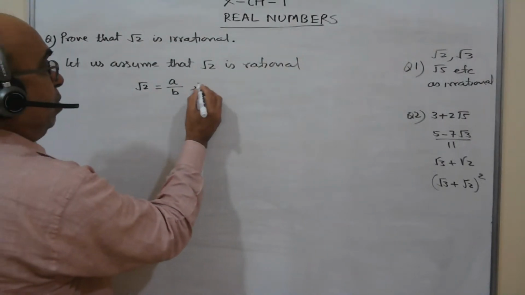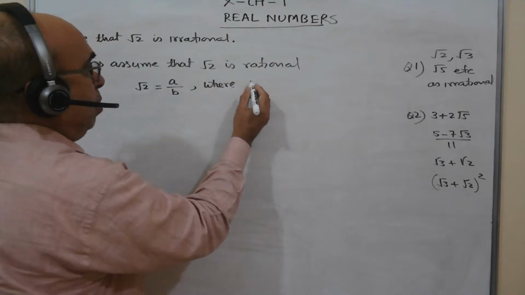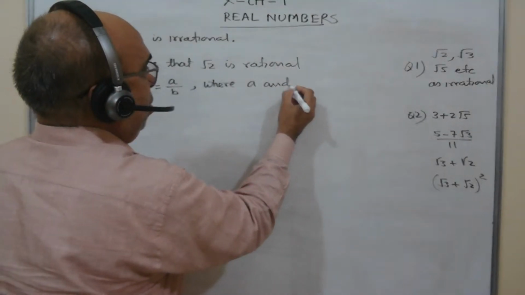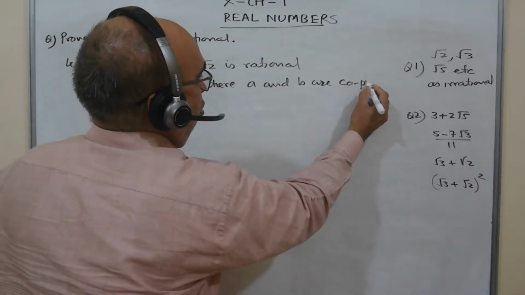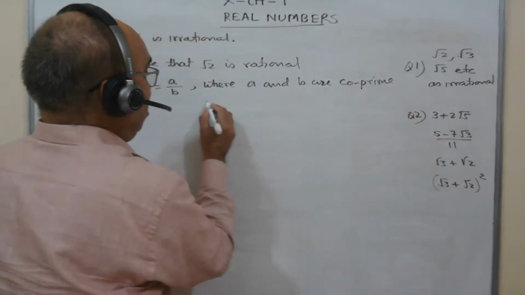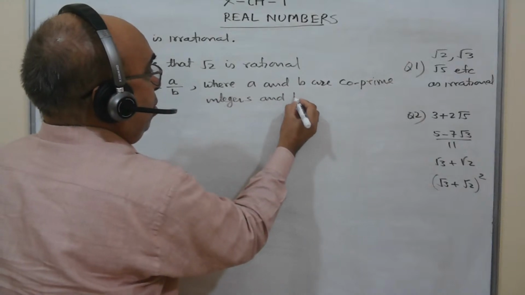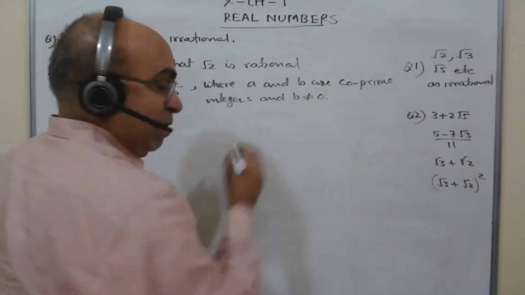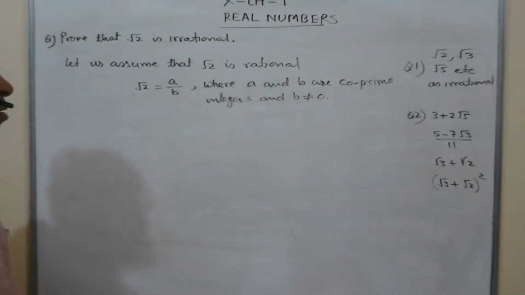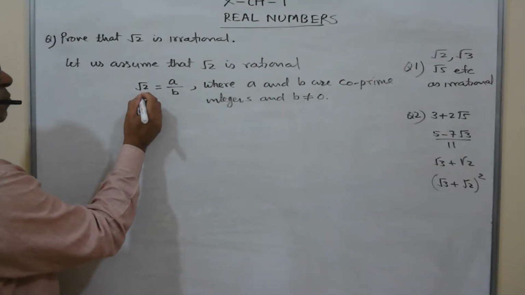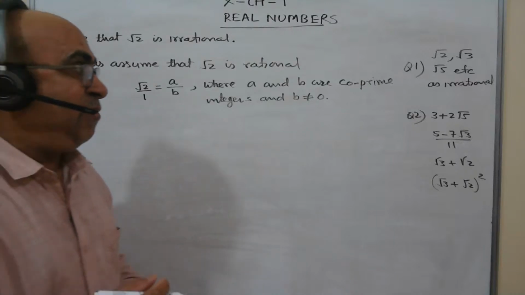After that, write where a and b are co-prime integers and b is not equal to 0. After that, square root 2 means square root 2 by 1.